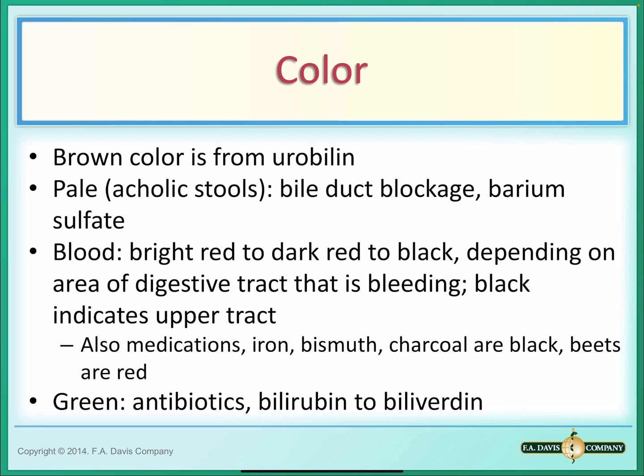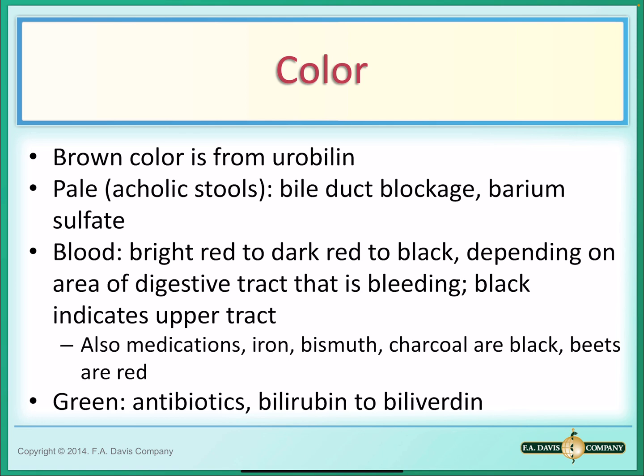Typically, the color of the stool is brown. The brown color of the feces results from the intestinal oxidation of stercobilinogen to urobilin. So that's where the brown color comes from. Remember that conjugated bilirubin formed in the degradation of hemoglobin passes through the bile duct to the small intestine, where intestinal bacteria convert it to urobilinogen and stercobilinogen.